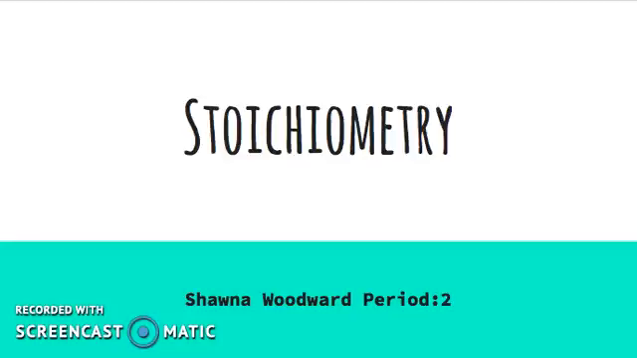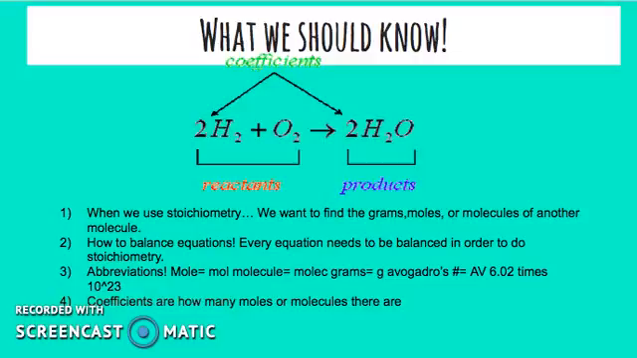Stoichiometry is using mole ratios to convert reactants to products and vice versa. What we should know: when we use stoichiometry, we want to find grams, moles, or molecules of another molecule. How to balance equations: every equation needs to be balanced in order to do stoichiometry.